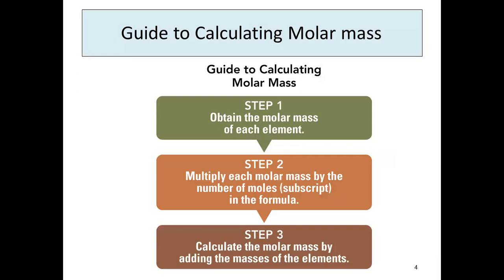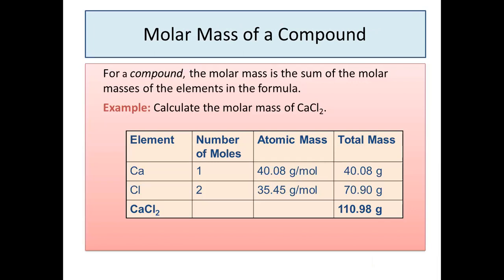So simply, how to calculate the molar mass? There are some steps to calculate the molar mass of a particular substance or element. In step 1, obtain the molar mass of each element. In step 2, multiply each molar mass by the number of moles given as a subscript in the formula. For example, in CaCl2, calcium has 1 mole while the chloride ions are in 2 moles, given as the subscript in the formula of CaCl2. In step 3, calculate the molar mass by adding the masses of all the elements. The cumulative calculation will give the molar mass for that particular compound or element.